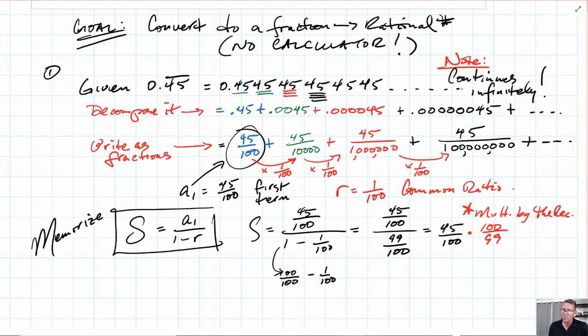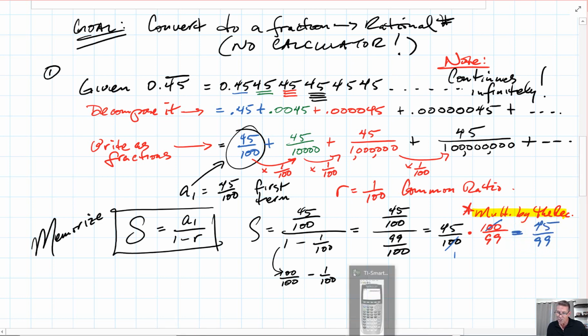Let me highlight that. That's important. Okay, and what do you get? Well, you simplify, right? 100 divided by 100 is 1, and so we get 45/99. And now you check it.